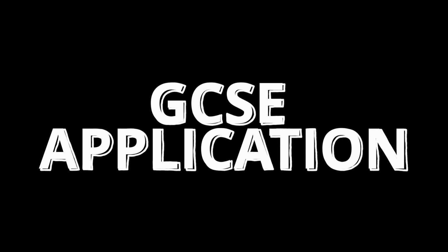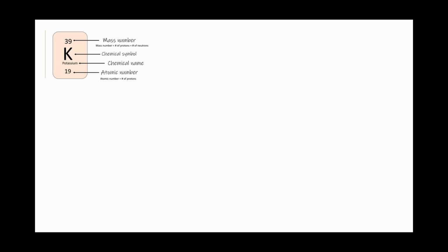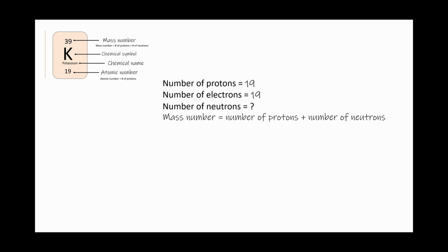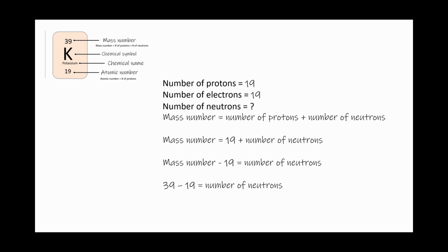And applying this to some GCSE style questions again, if you get asked the number of protons, it is equal to the atomic number, so that's 19. The number of electrons is always equal to the number of protons in an atom, so that would also be 19. The number of neutrons, again, just a little bit more math. We know that the mass number is the number of protons plus the number of neutrons. We already know the mass number and we know the number of protons. So we can do some quick math and we find out that the number of neutrons is equal to 20.